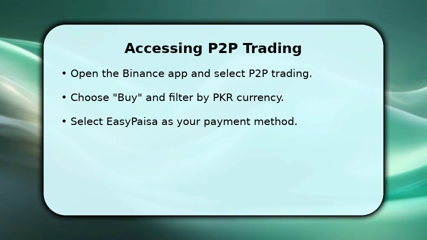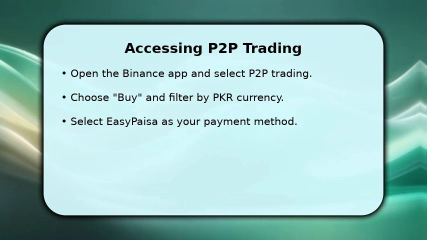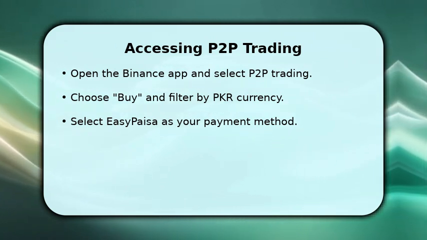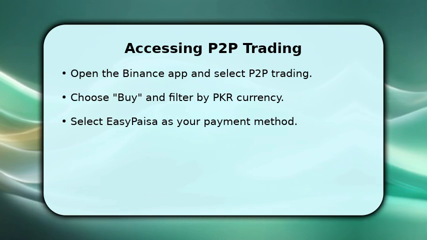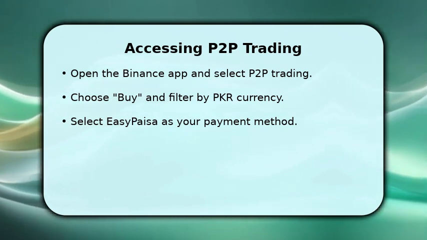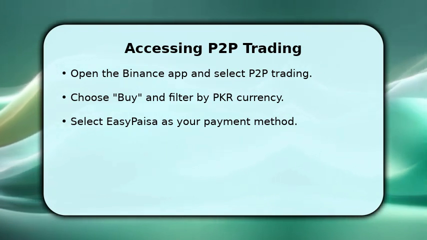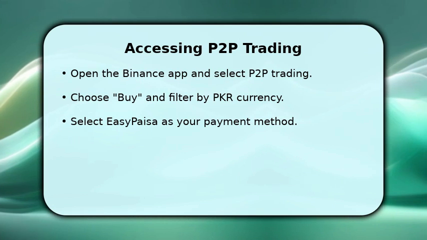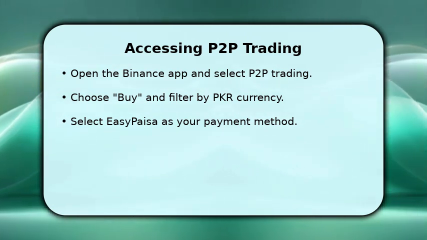Next, open your Binance application and navigate to the P2P trading section. Here, you will select the Buy option. It's important to filter the currency to PKR or Pakistani rupees to see relevant listings. Then, choose Easypaisa as your preferred payment method from the available options. This narrows down sellers who accept Easypaisa.